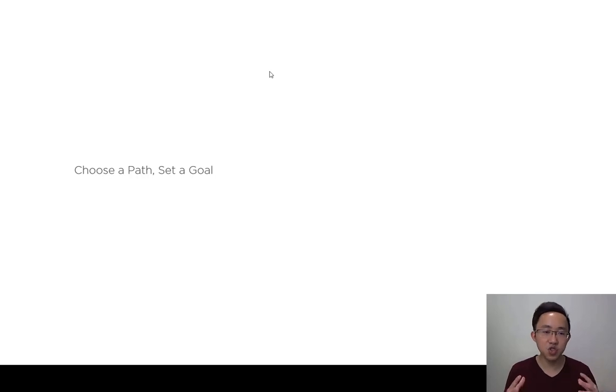So you have to choose a path and set a goal, right? If you are given this superpower to be able to set up a chatbot, what do you want it to do for you? Do you want to sell more products or do you want to recruit more reps? So pick one and start from there, okay?